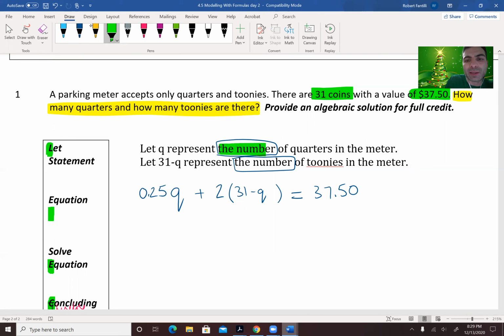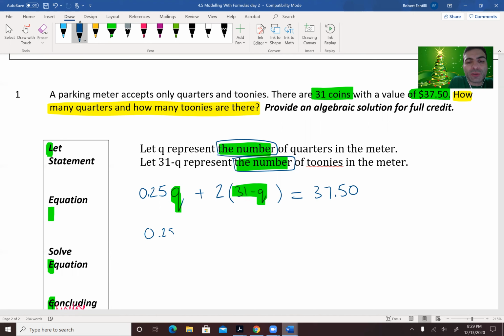I'm going to highlight the numbers, so that's the number and the number, okay? That's really important. So 25 cents per quarter and $2 per toonie gets you $37.50 altogether at the end. So now how do we solve this? We have to use a bit of distributive property.